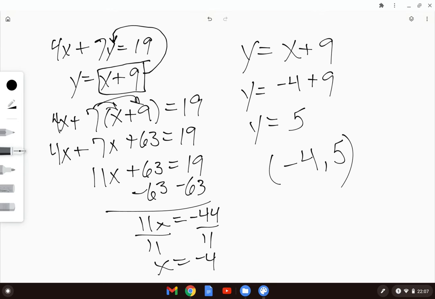Whenever you write the answers to these types of systems of equations, you always want to write it as an ordered pair, because this is the ordered pair that we could substitute back into both equations, and that will make both equations true statements.